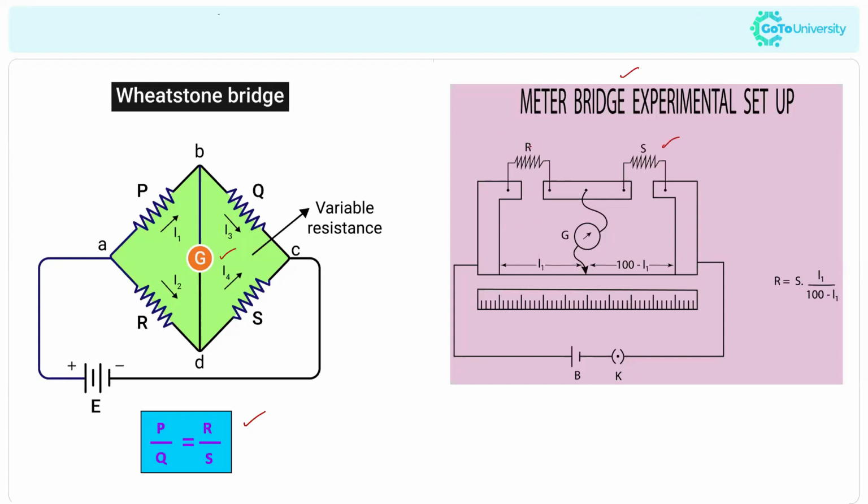So here we have two resistances, R and S, which are connected with the meter bridge. If we don't know the value of resistance R, by using this expression, S times L1 divided by 100 minus L1, we can calculate the value of the unknown resistance. So these two are applications of Kirchhoff's law, right?